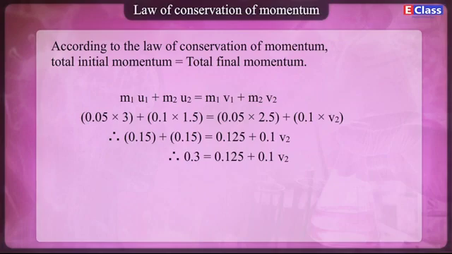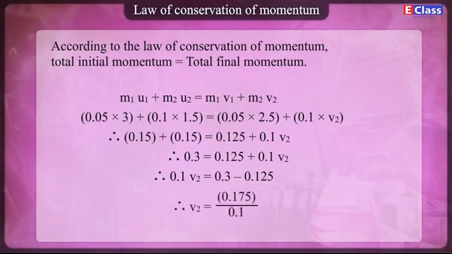Therefore, 0.3 is equal to 0.125 plus 0.1 v2. Therefore, 0.1 v2 is equal to 0.3 minus 0.125. Therefore, v2 is equal to 0.175 upon 0.1, which is equal to 1.75 meters per second.